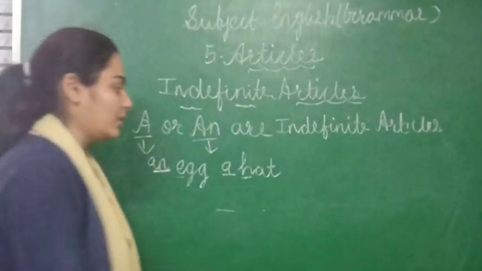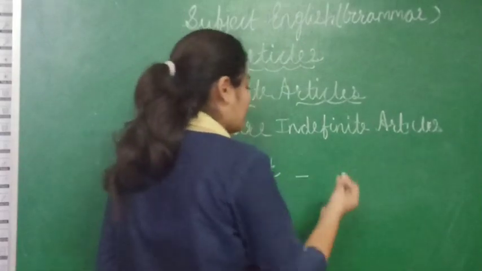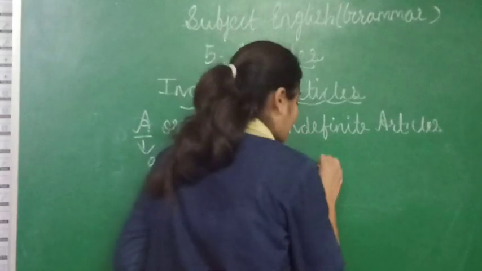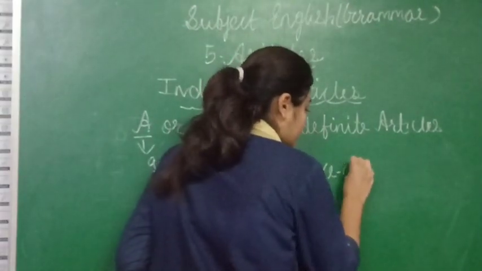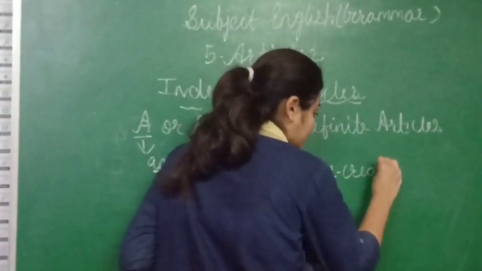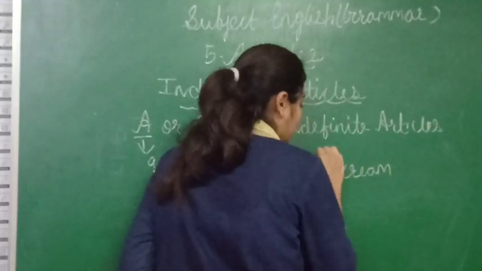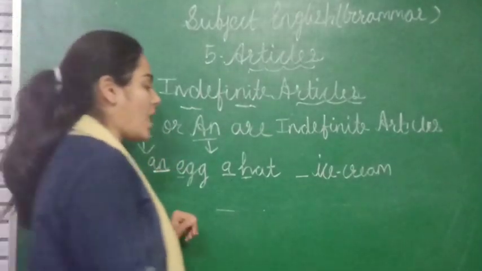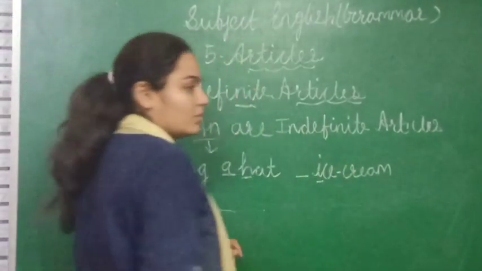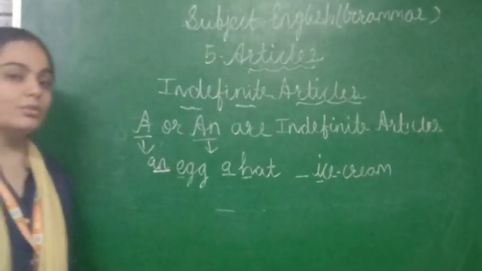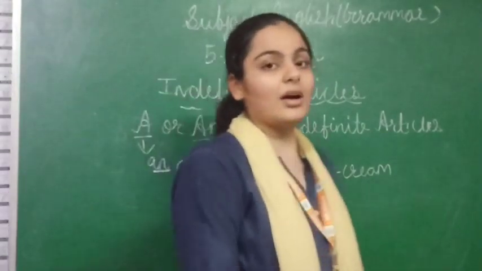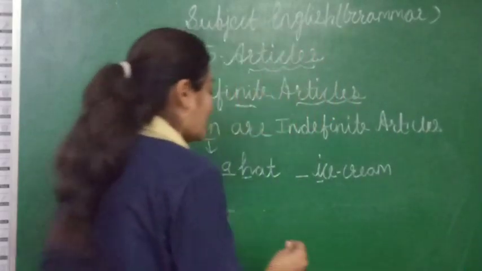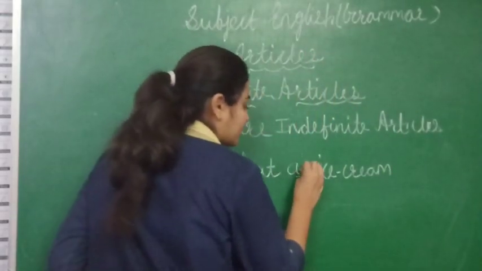Right? Next example I am giving you is ice cream. So what am I using with ice cream? A or an? I is a vowel, right? So with a vowel what are we using? We are using an. So what will I write here? An ice cream.